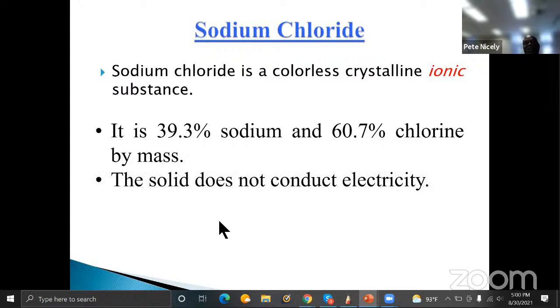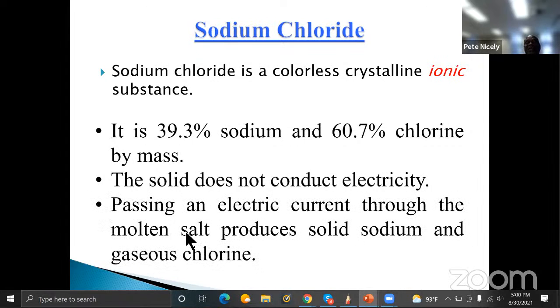This compound does not conduct electricity, and that's because the ions will be in a fixed state. Now, let me just say this. You may or may not know this, but in order for an electric current to pass through any substance, you need charges that are mobile, that can move. In the case of an ionic compound, that's not the case in the solid state. The ions are basically stationary.